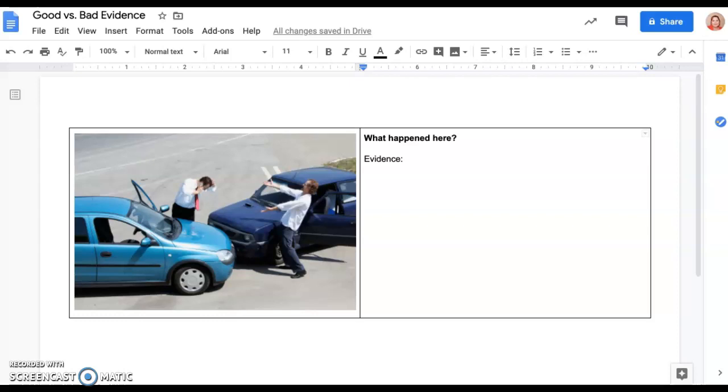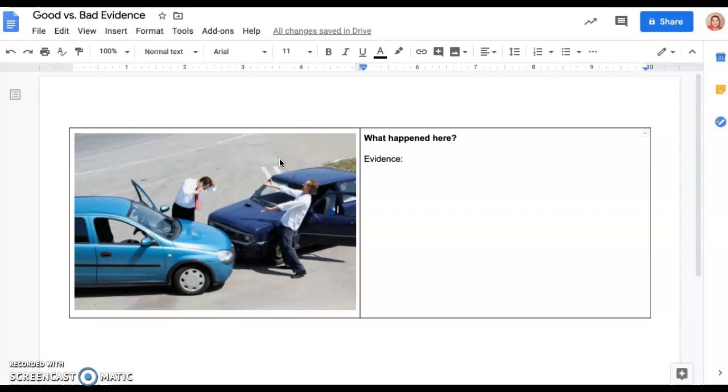Hey everybody, today we're going to be talking about determining which evidence is actually the most effective when you're trying to support a particular claim. So in order for us to do that, we're taking a look at this photo right here.